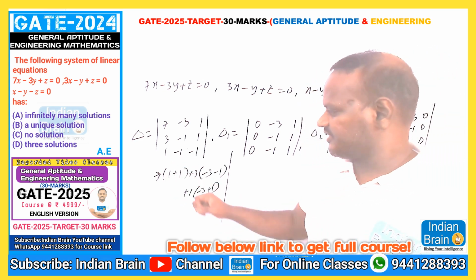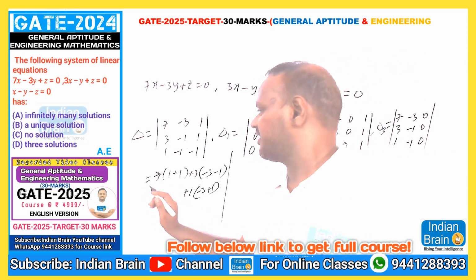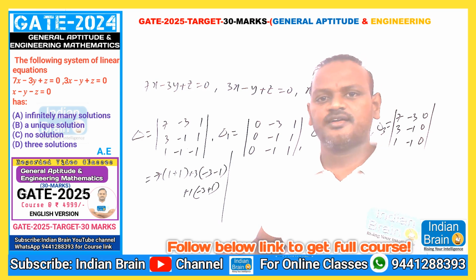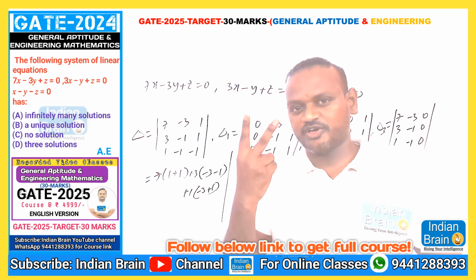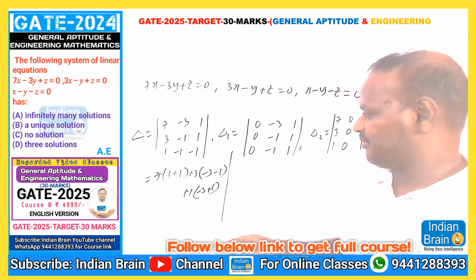So after getting these values, what can be the answer? If I get non-zero, the answer is unique solutions. But if I get 0, two different stories will be there. Be careful. So what can we happily do?